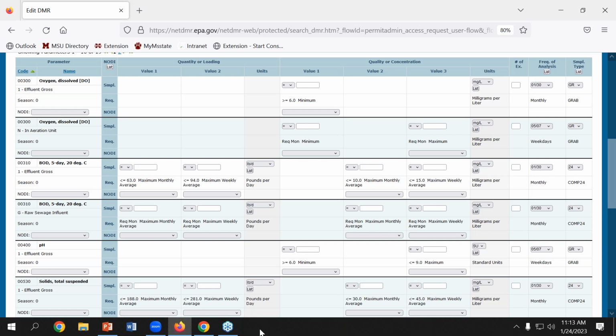Also, we've got a quantity or loading. The quality will represent the data that you will find on your lab results. And most likely the units of those tests will be in milligrams per liter. However, it's your responsibility to make sure that the units that are on your permit, that you report in those same units, regardless of what units those lab results happen to be in.